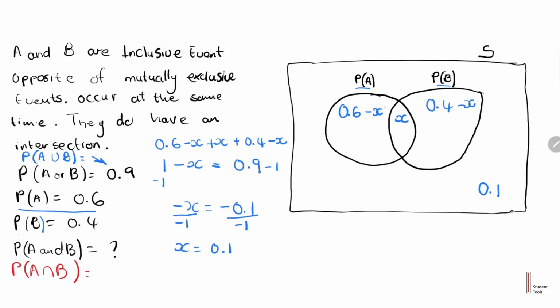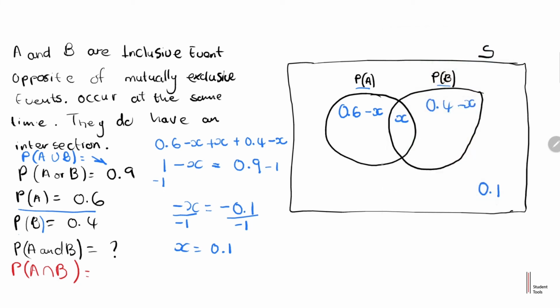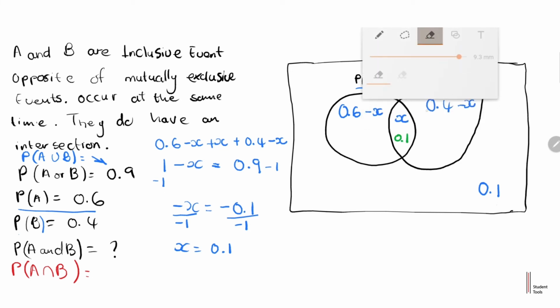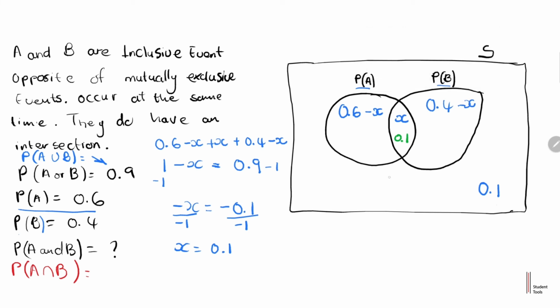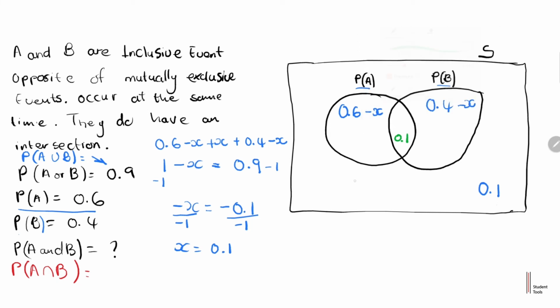So now we can go back and erase this so that we can put the exact values that we are supposed to put here. So X is equal to 0.1. So now we can remove the X. So X is removed. And over here, we have 0.6 minus X. So that means that's 0.6 minus 0.1. So what is that? That is 0.5.